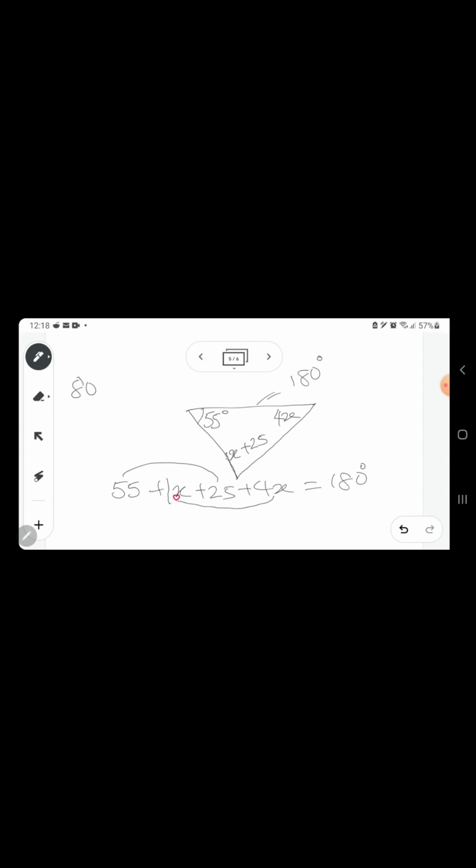And then 1x plus 4x, 1 add 4 is 5, x remains the same, plus 5x equals 180 degrees. Don't forget, we are looking for the value of x that will multiply this and that will add this to make the 3 of them 180 degrees. So let's go.